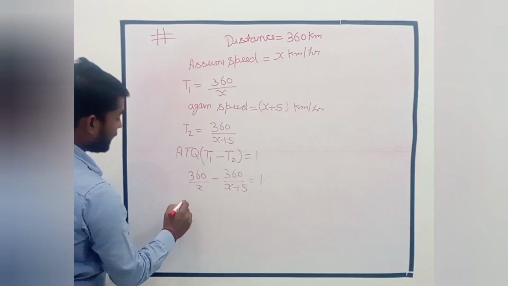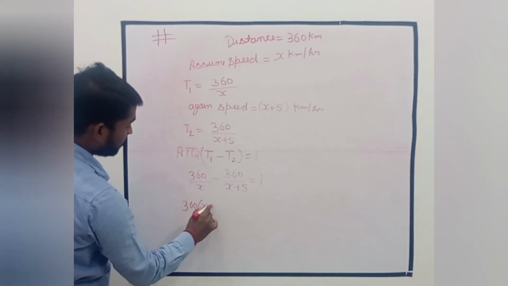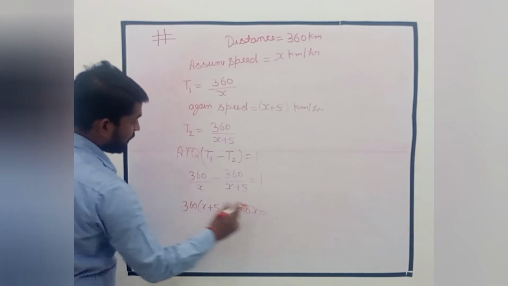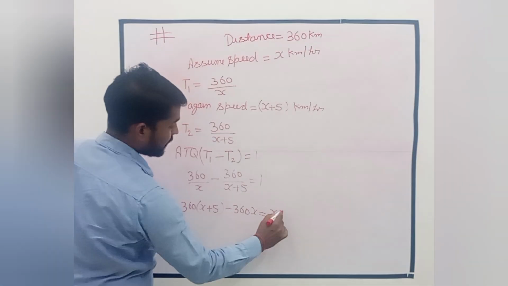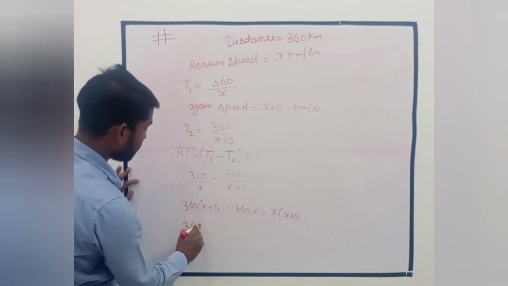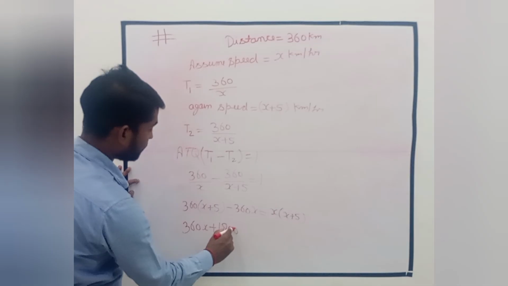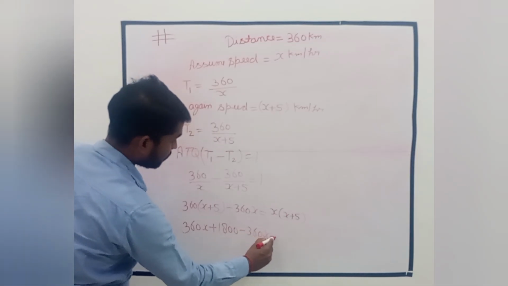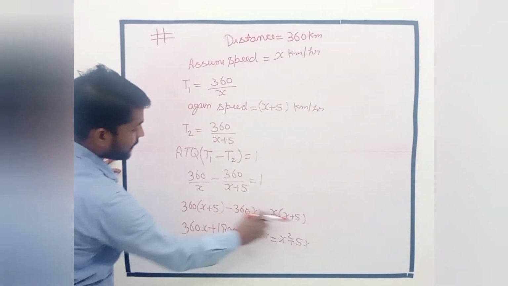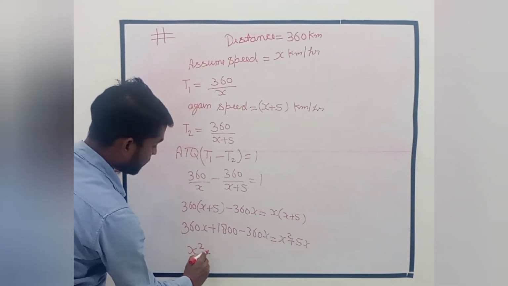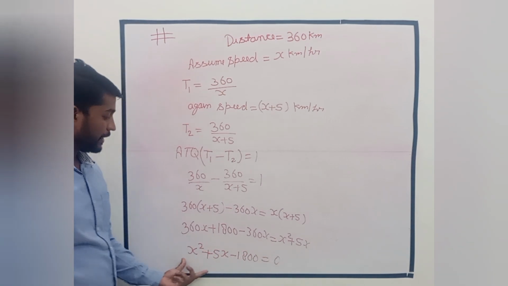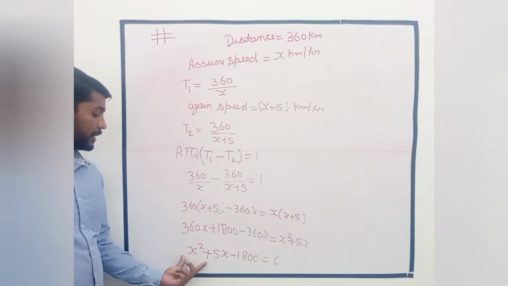We take the LCM and multiply, and the denominator is shifted to this part, and this is x plus 5. We form the quadratic equation by this, and this term is eliminated and transferred to here. The quadratic equation is formed, and this will be the quadratic equation for the speed of the train.